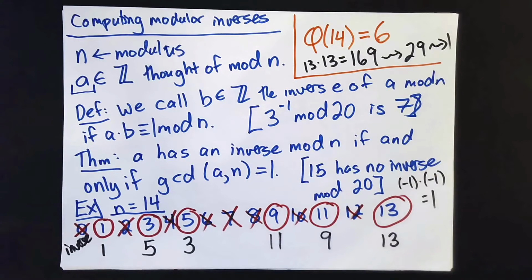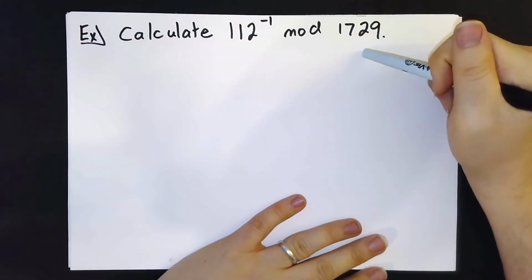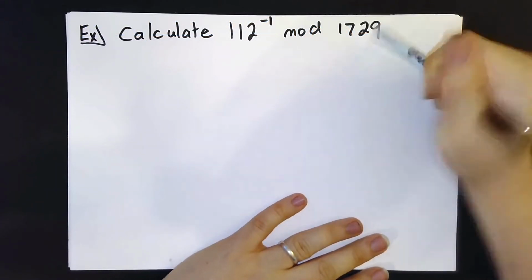So as a first example, let's look at something like calculating 112 inverse mod 1729.